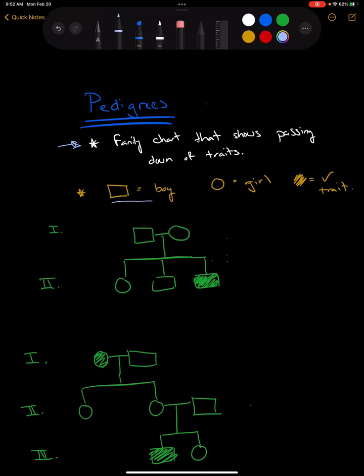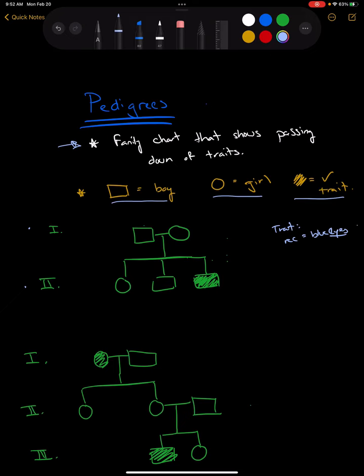First of all, squares means that was a boy, circles means it was a girl, and if it's shaded, it has the trait. So if I look at this first pedigree, first of all, you can notice that there's Roman numerals. That's just talking about generations, so generation 1, generation 2. And let's say this trait was recessive for blue eyes, okay?